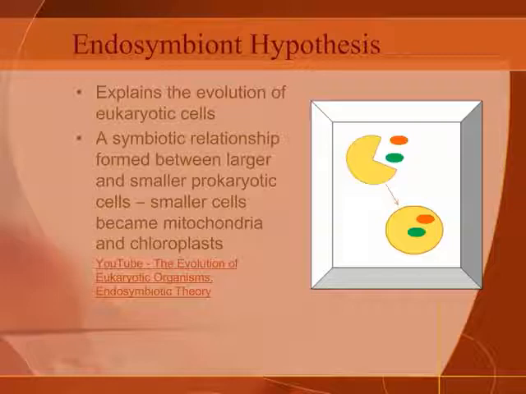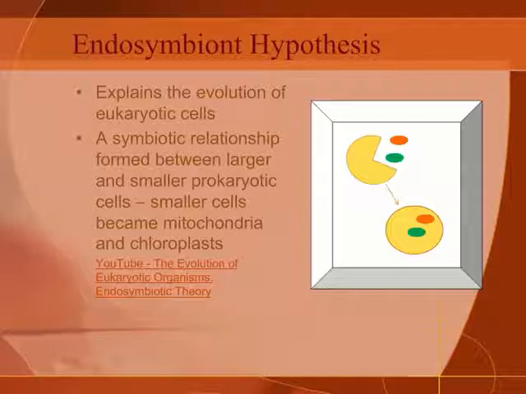Next, we move on to the Endosymbiont Hypothesis. Please carefully draw the picture shown on the slide in the space provided. It begins with a cell resembling a Pac-Man who is taking in two much smaller cells. You will notice that one of those cells is colored a red color and the other is colored a green color. The second stage of the picture shows those two smaller cells within the larger cell.